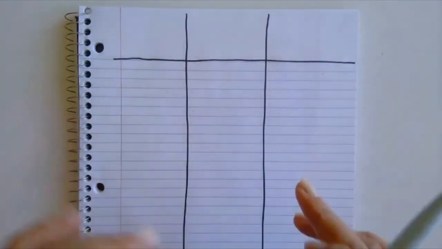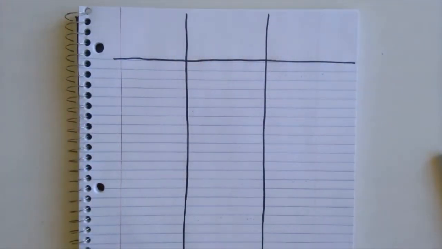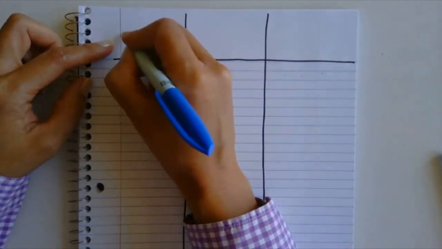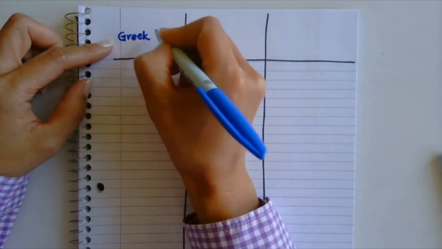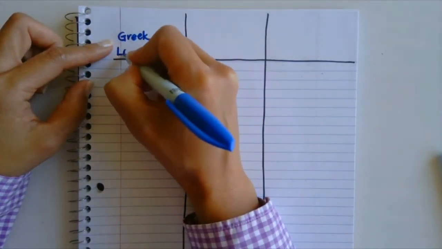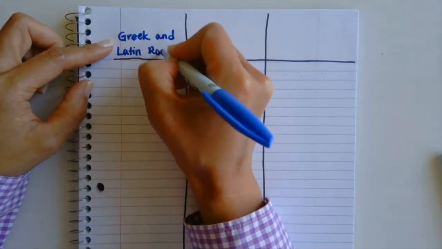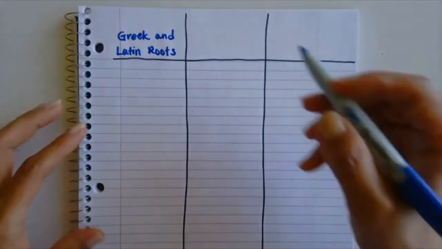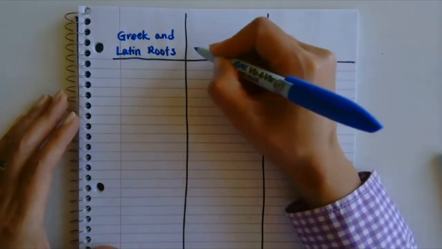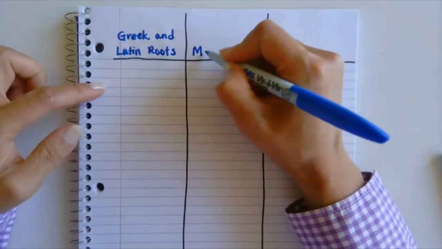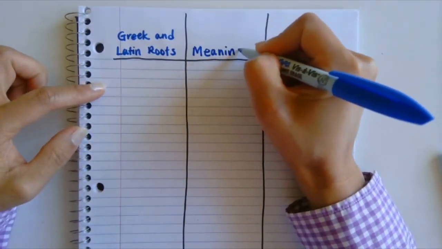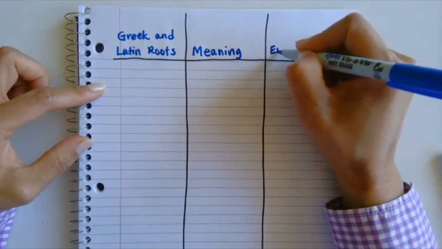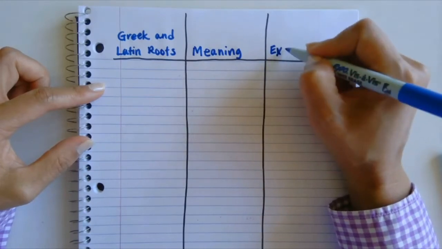Now I'm going to title these on the top. Here I am going to create this one to be the Greek and Latin roots. I am making a topic right here for this column. Then in here, I am going to write the meaning of the roots that I would list here. And in this column, I am going to write examples of those Greek and Latin roots.